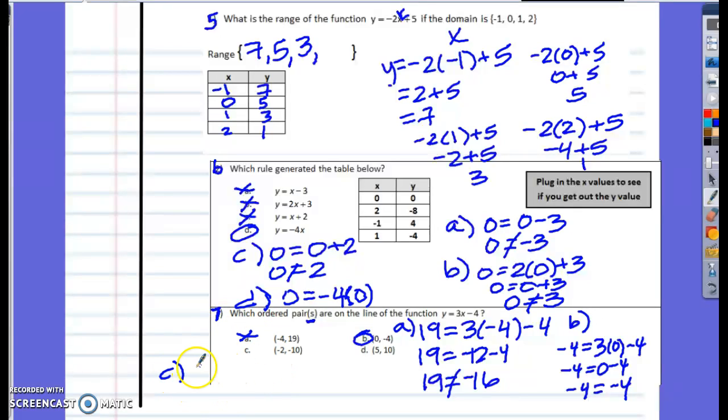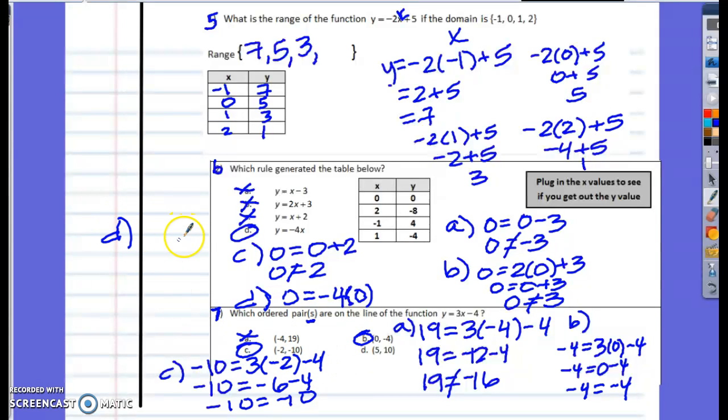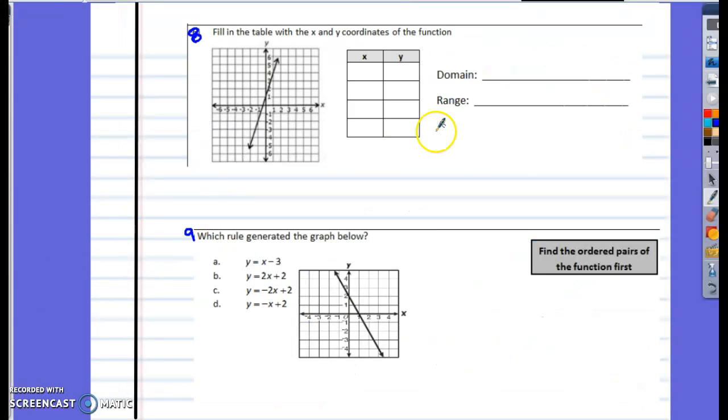So C, y value of negative 10 equals 3 times negative 2 minus 4. 3 times negative 2 is negative 6 minus 4, which is negative 10. So C works. D, run out of space here. Sorry about that. So the y value is 10 is equal to 3 times 5 minus 4. That's 15 minus 4, which is 11. So D does not work. So the correct answer for number 7 would be B and C.